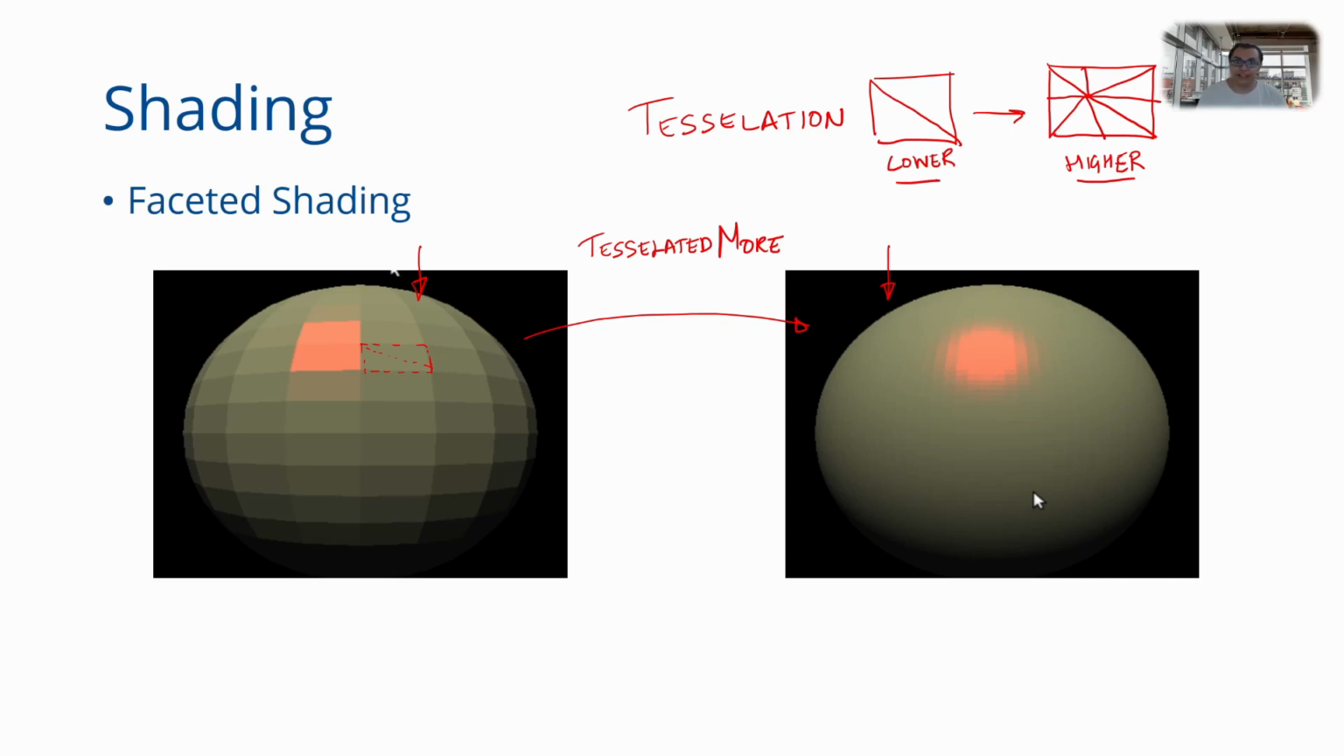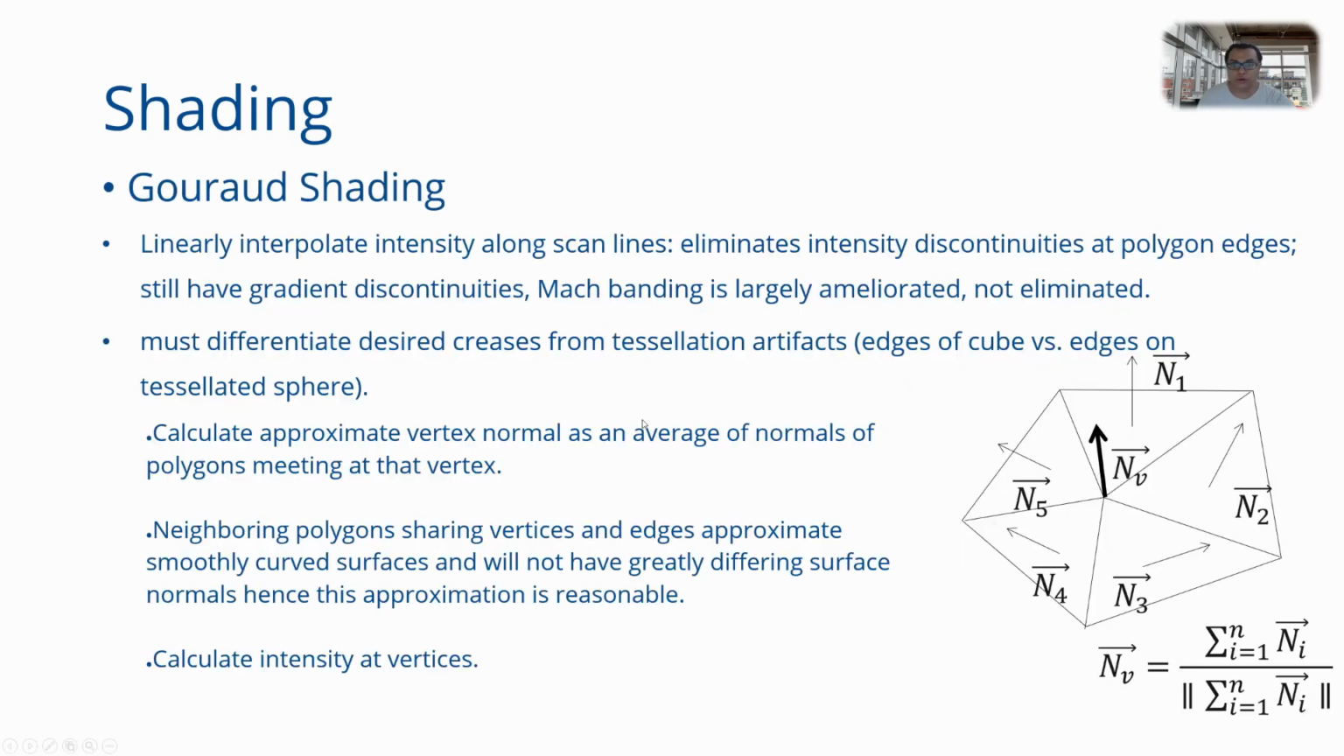A better way to get smoother shading from what we get in faceted shading is to move to Gouraud shading. In Gouraud shading, you linearly interpolate the intensity or the color that you compute at vertices along scan lines. So to compute colors at vertices, we said that we need the normal at vertices. So to compute vertex normal, here is an example that you can see. We have taken all the faces.